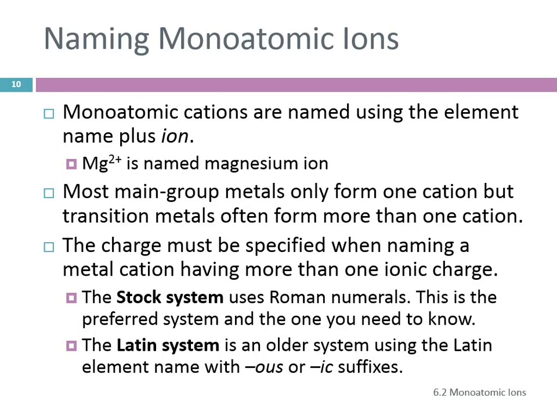Naming monatomic ions. So we can have monatomic cations or anions, and we're going to learn how to name them. So we'll start with the easy ones. Monatomic cations. They have the element name plus the word ion.